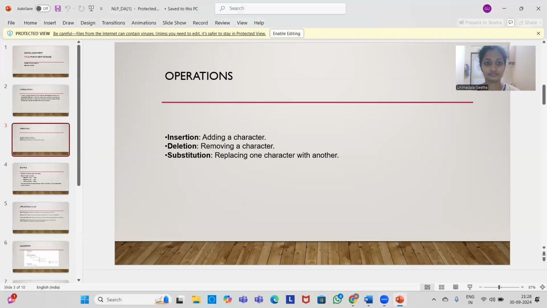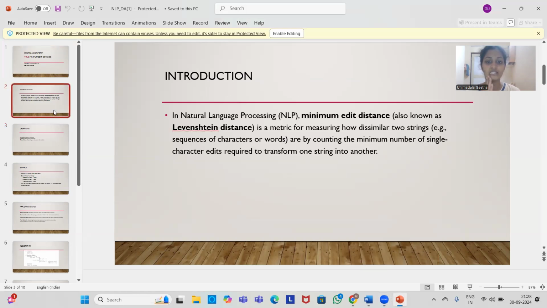Today I want to discuss minimum edit distance in natural language processing. In natural language processing, minimum edit distance, also known as Levenshtein distance, is a metric for measuring how dissimilar two strings, such as sequences of characters or words, are, by counting the minimum number of single character edits required to transform one string to another.